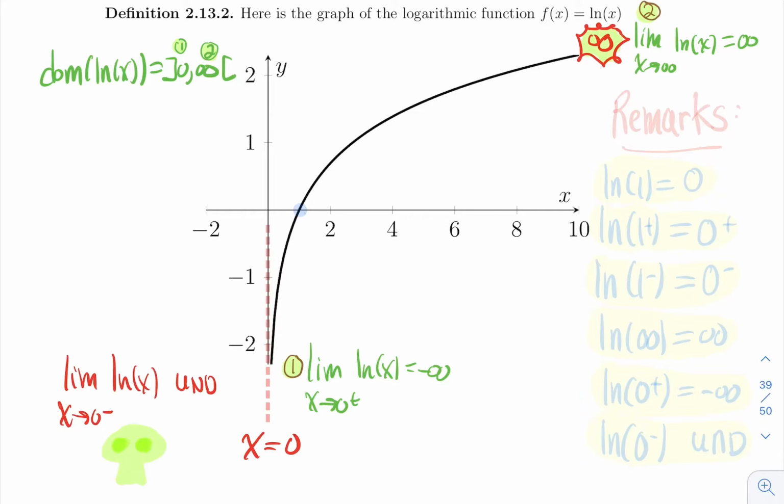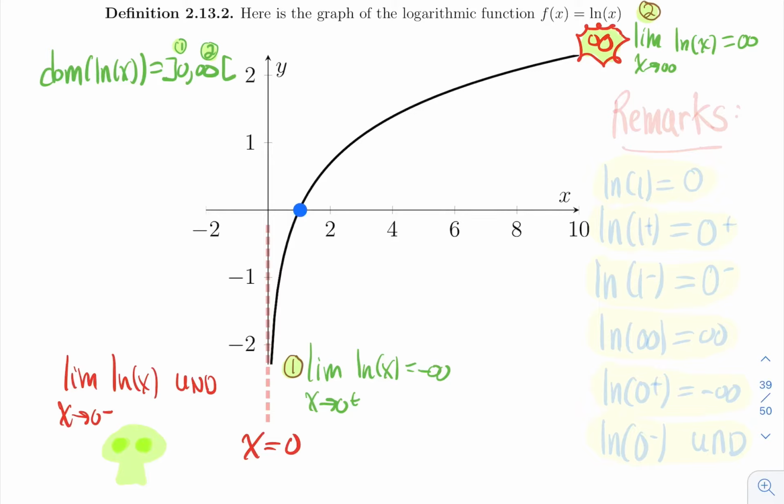The only input that produces a nice output is at 1. We've already used that fact in chapter 1. At 1, the function is equal to 0. So that's the only root. So here's my only root for the logarithmic function.